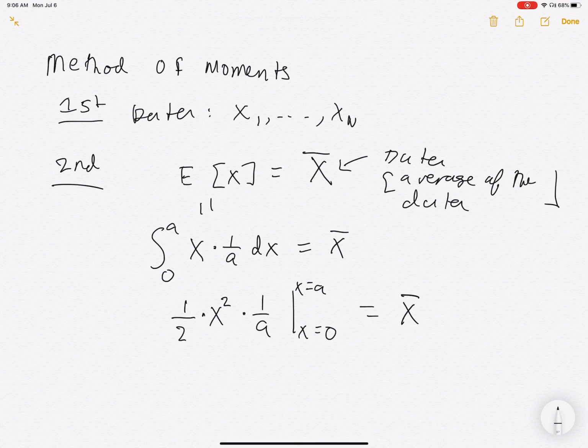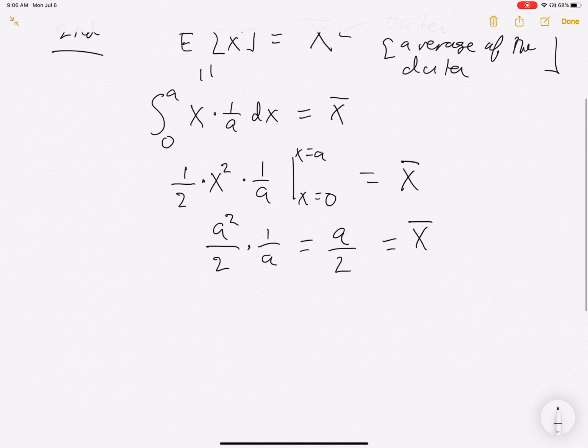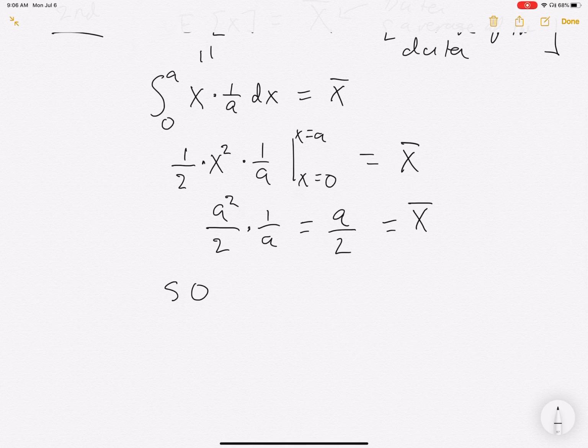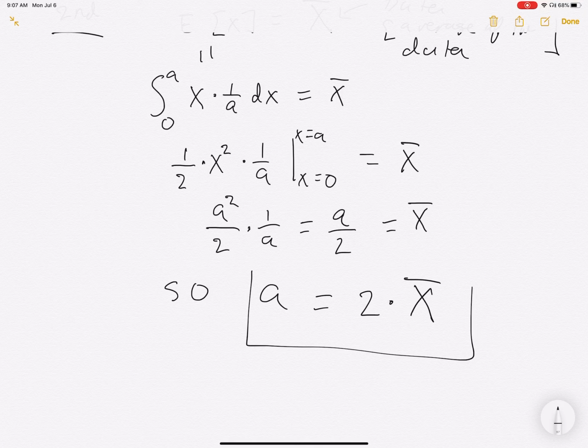We set that equal to the average value. When x is equal to a, we're going to have a squared over 2 divided by 1 over a, and that is just going to be a over 2. And on the right-hand side, that's equal to x bar. So the estimate of a is twice the average value. That's our estimate.